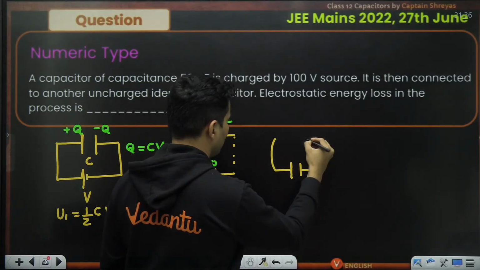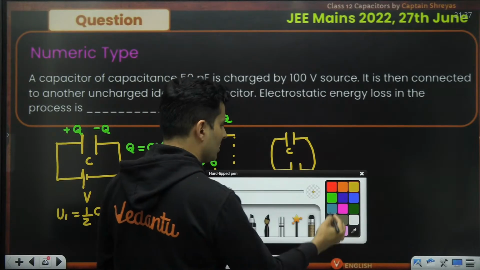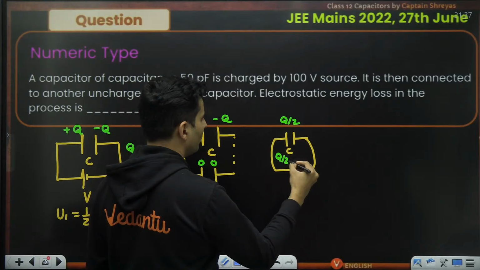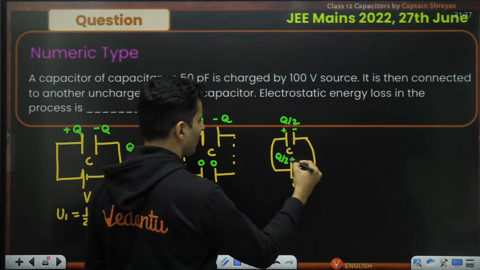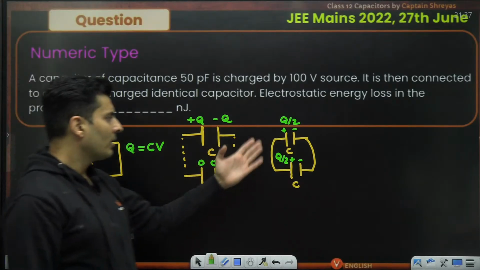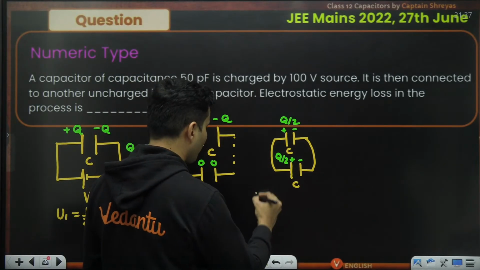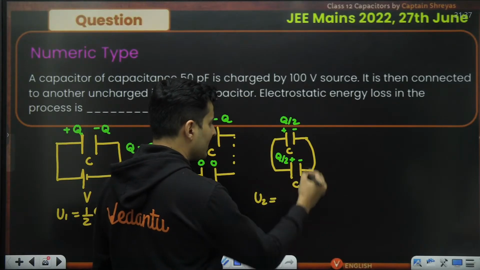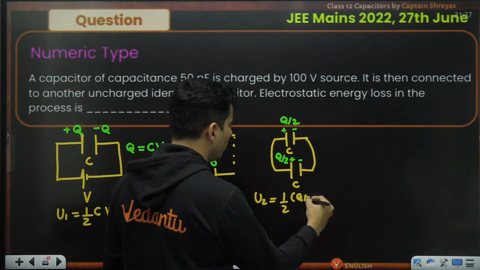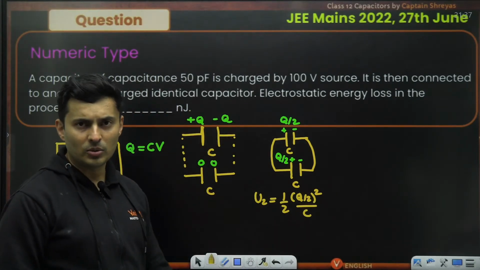This capacitor is C and this is C. Charge will get distributed equally. This will be Q by 2 and this will also be Q by 2, plus minus of course. Now, in this final scenario, how much is the new energy stored? U2 will be, for each capacitor, half Q by 2 square by C. Q square by C half times is the energy stored in a capacitor.